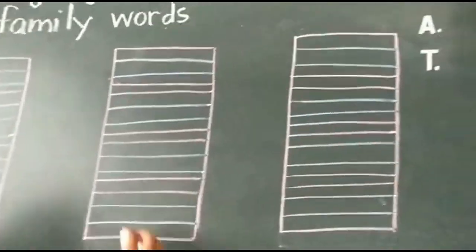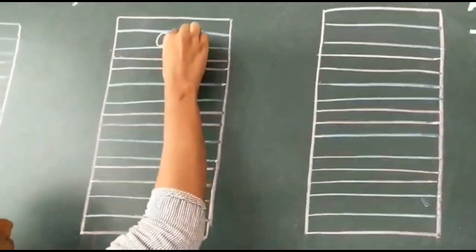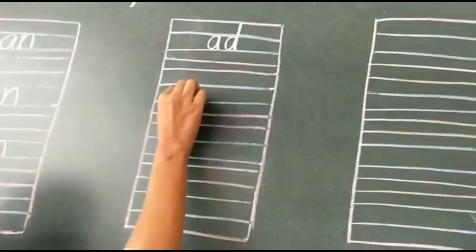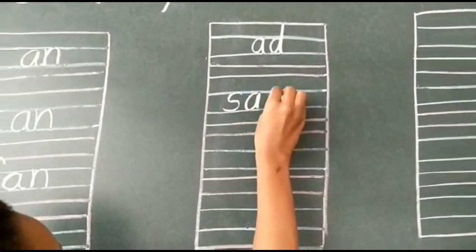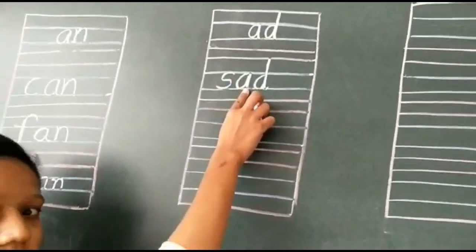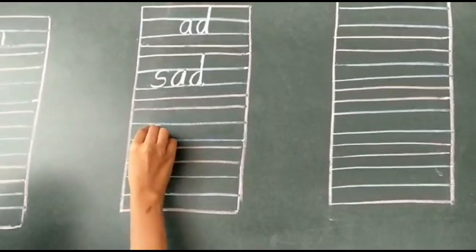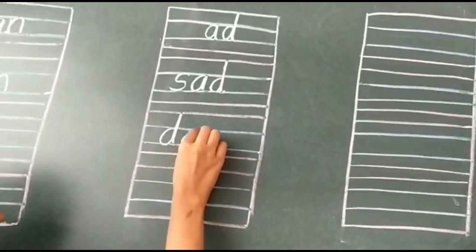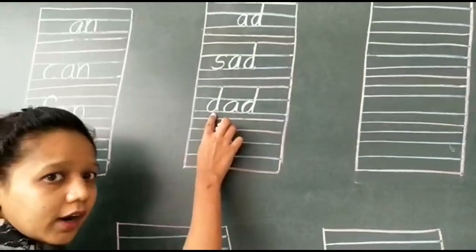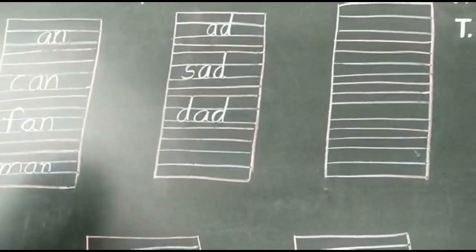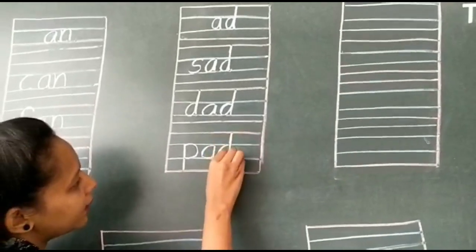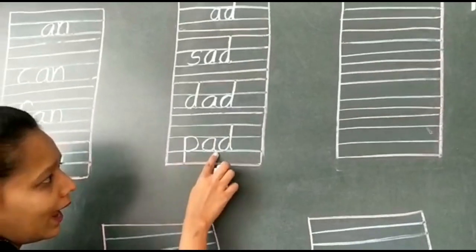The next word is... Said. The next, d. D, e, d, dead. The third, p. P, e, n, pen. P, e, n, pen.